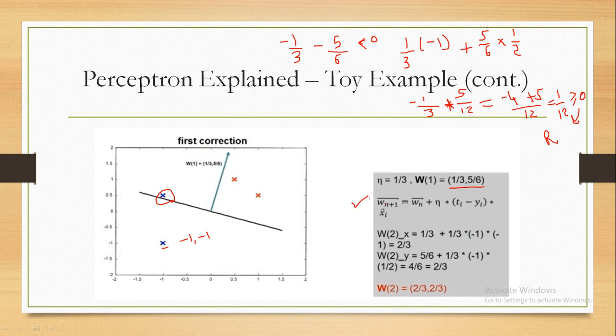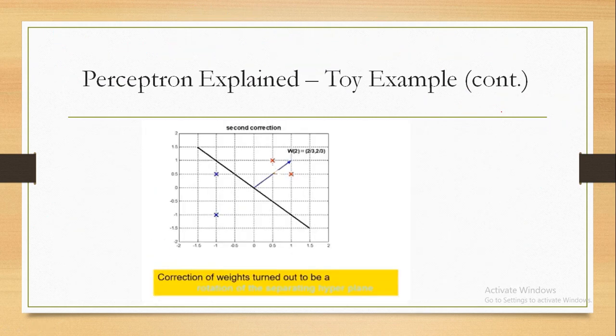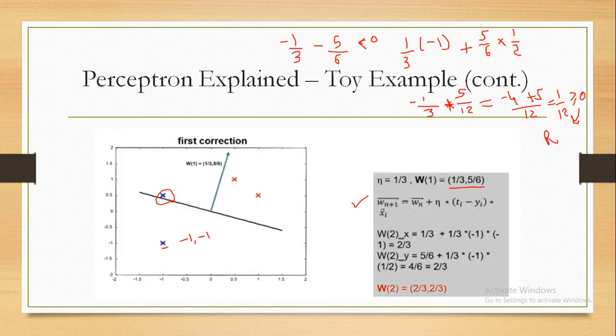So let me apply the same formula. What is the actual value of ti? Ti is -1, and we predict 0. 0 in the sense red. So हमने red predict किया, and actual value is -1. So what is the value of ti minus yi? That is -1 minus 0, that is -1. So यहाँ पे हम -1 use करेंगे. What is the value of eta? Eta we consider 1/3. So here we just consider 1/3 and 1/3.